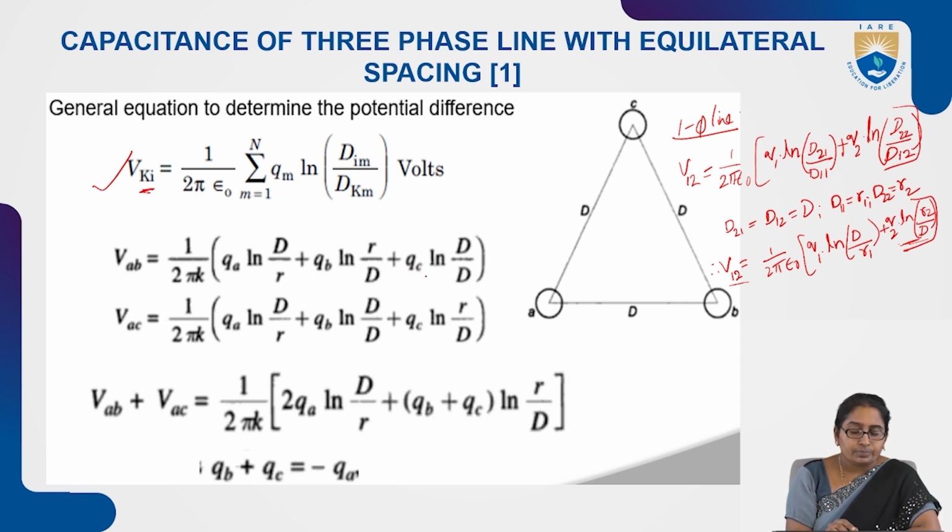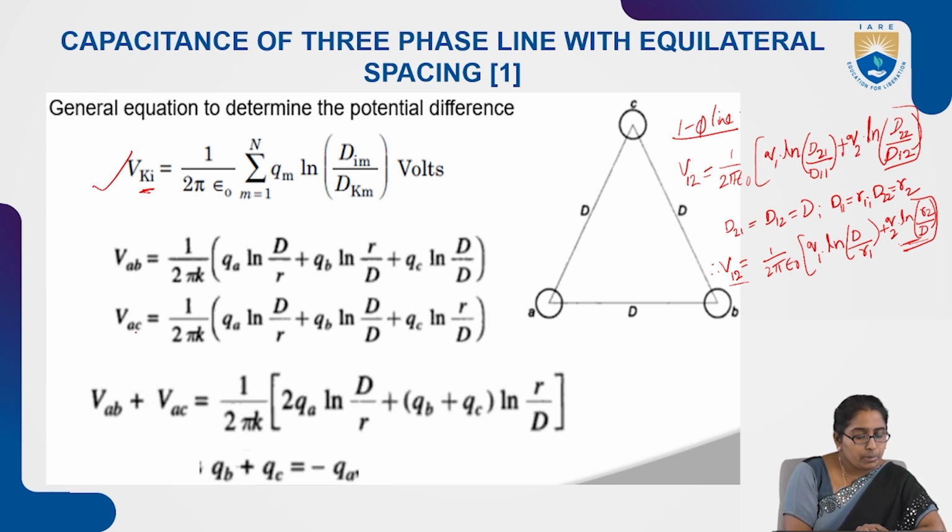Charge is QC and log of the distances, the distance from conductor C to A and B, which is nothing but both are capital D, capital D. This is how VAB is written for the three-phase line with symmetrical spacing.